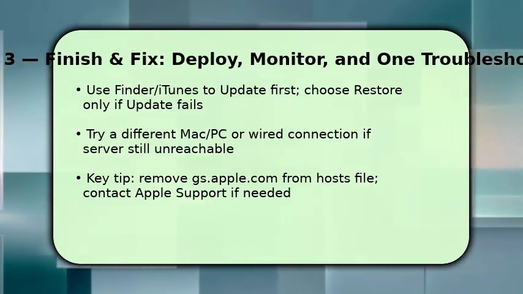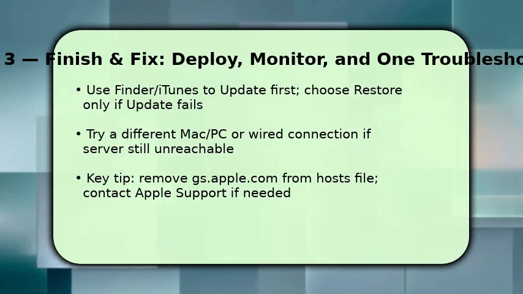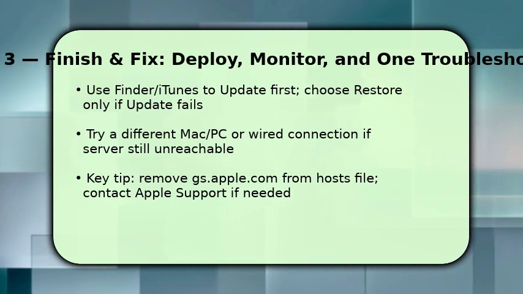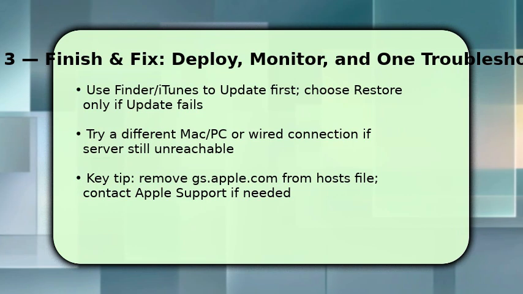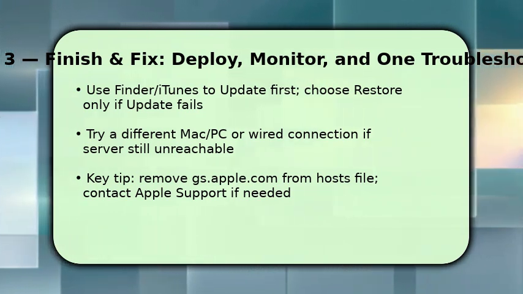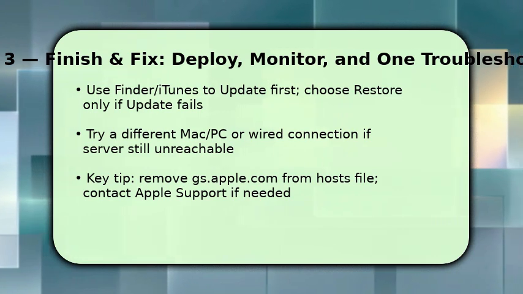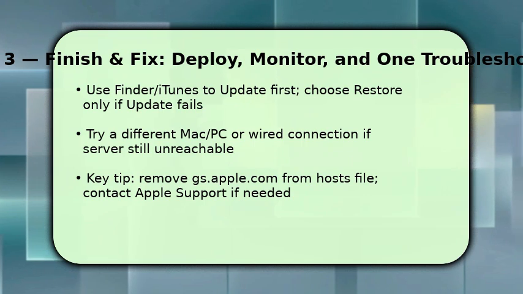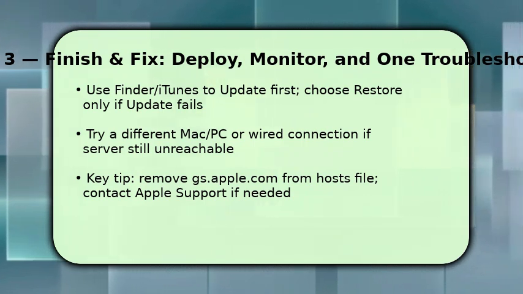You finish by attempting an update through Finder or iTunes. Choose Update, not Restore to keep data. If update fails, try the same process on another computer or use a wired USB connection. This isolates local machine problems. If update still cannot contact the server, use recovery mode, then try again, and only restore as a last resort. One key troubleshooting tip: check the computer's hosts file for any gs-apple.com entries and remove them.